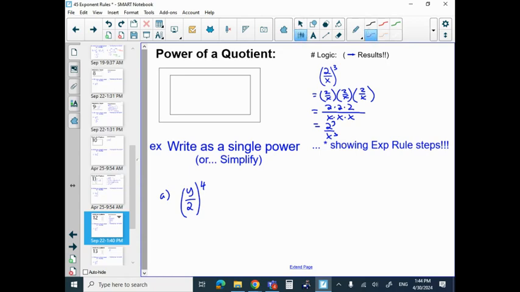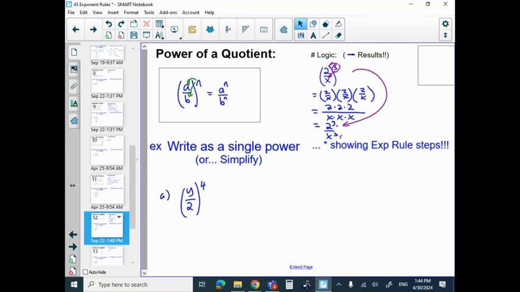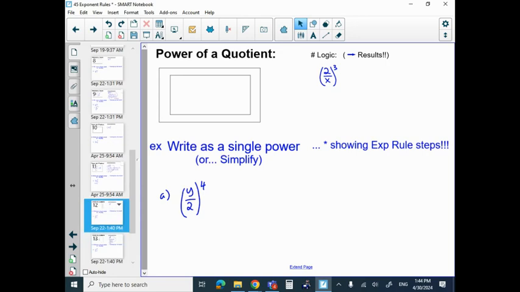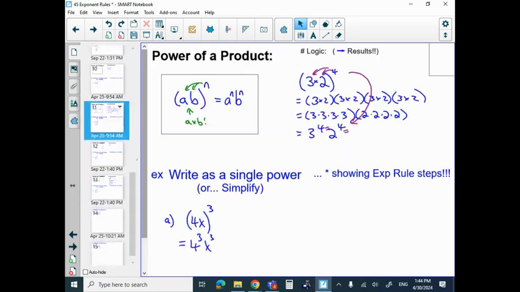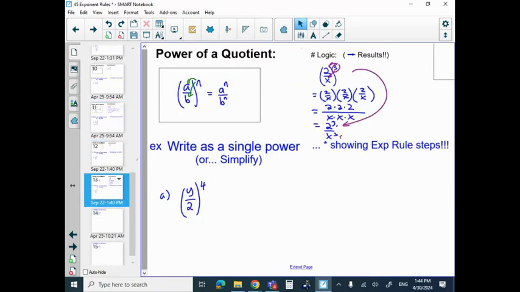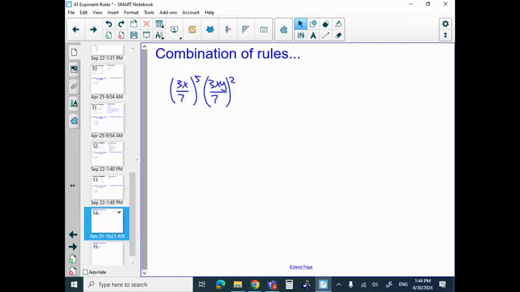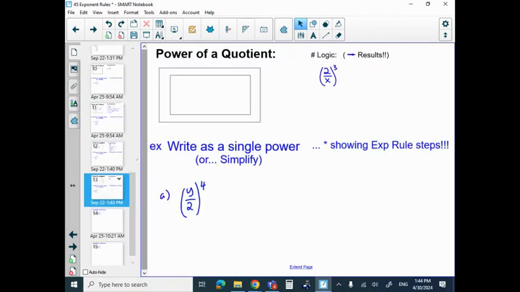Very easy to see the logic here of the 3 having operated on both the top and the bottom. So that rule looks extremely similar. And what we have here, power of product, power of quotient, that one. All right. So power of quotient's done, right?